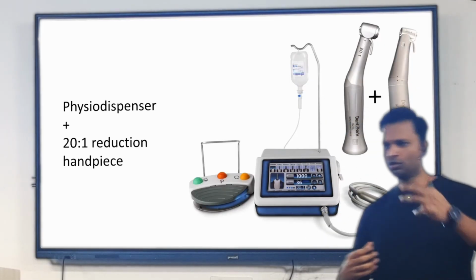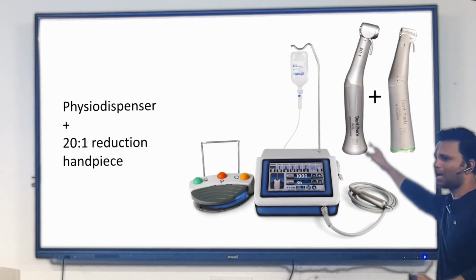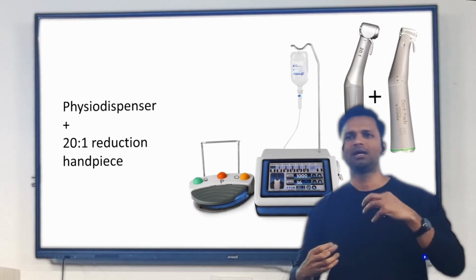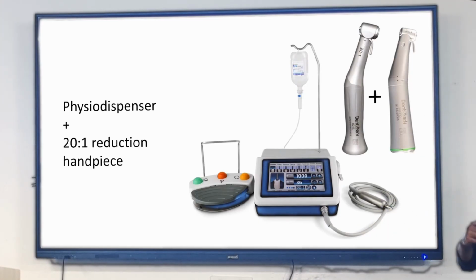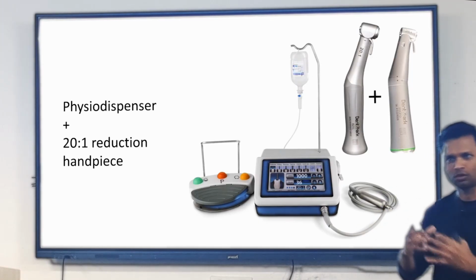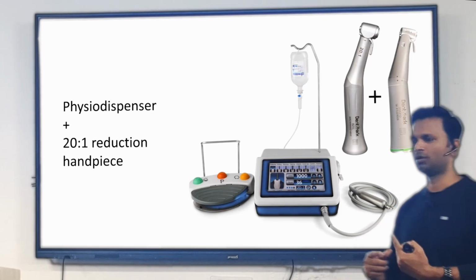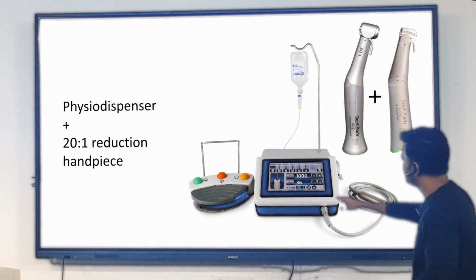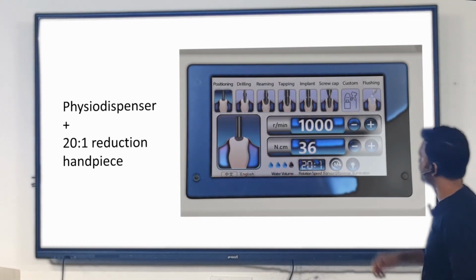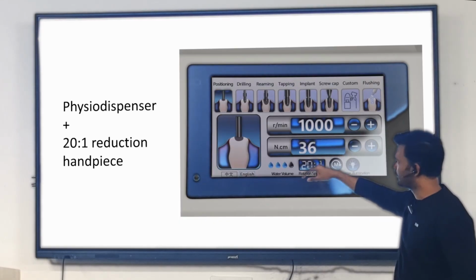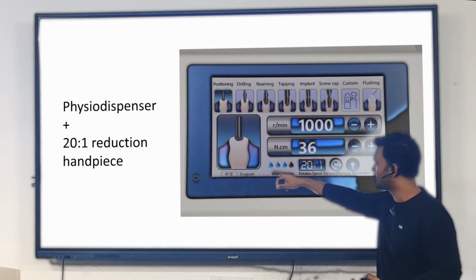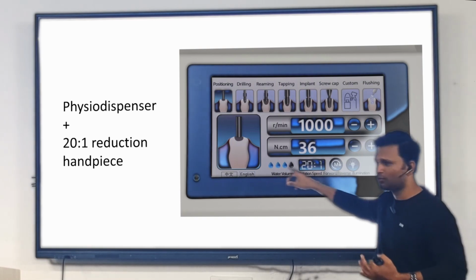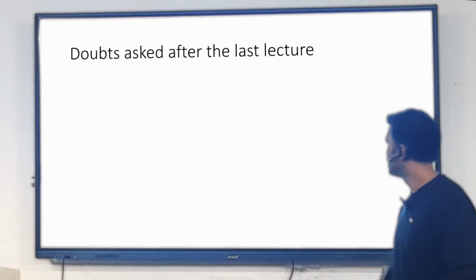Basically, this reduces the RPM, the rotations per minute of the burr, by a ratio of 20, and it increases the torque, the force with which it rotates. The speed is slow, but the force it applies is more. And in this physio dispenser, we can set how much force can be used, how many rotations per minute, whether or not irrigation is done, and if irrigation is done, what the speed of the irrigation should be.